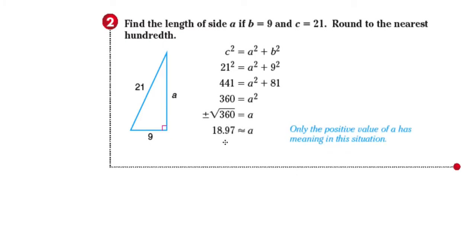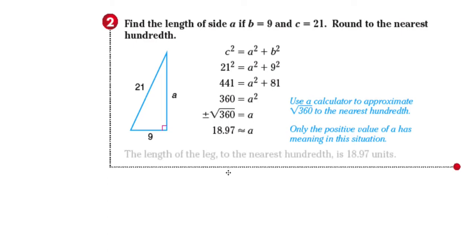Remember, we disregarded the value negative 18.97 because there is no such thing as a negative length. So only the positive value has a meaning in this particular solution. Okay, so we use a calculator to find 18.97, so it becomes easier. So the length of the leg to the nearest hundredth is 18.97 units.